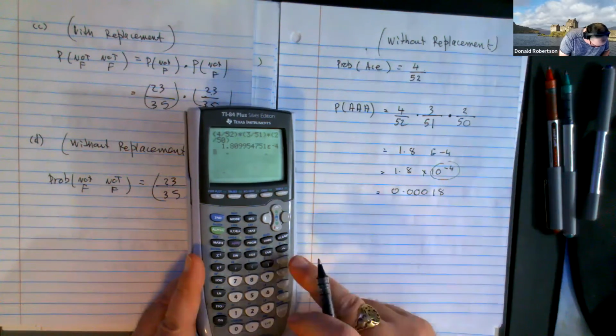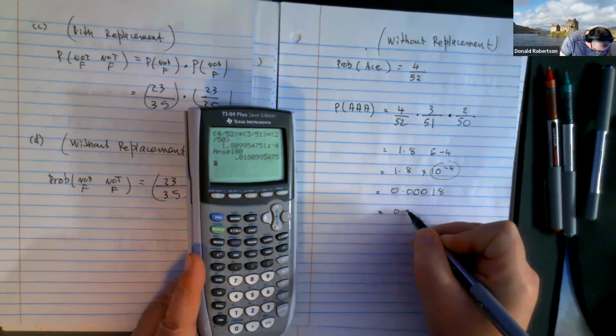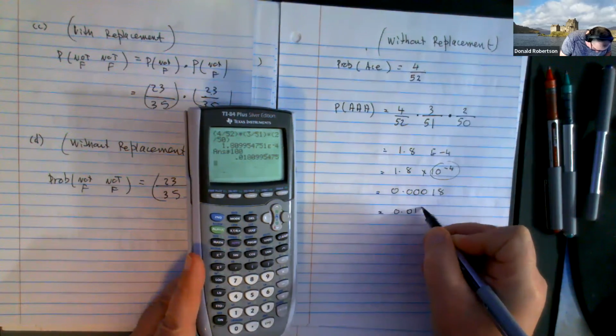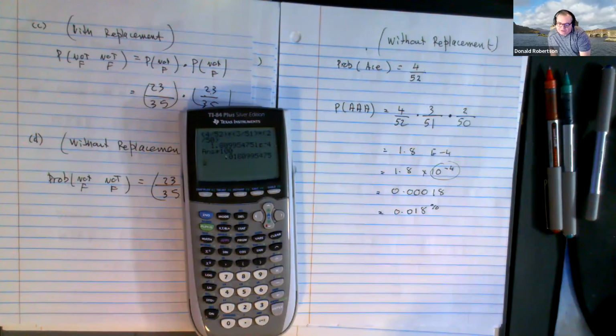Now, if I multiply that number by 100, it's about 0.018%. It's about 1 in 50,000. You'd have to play 50,000 games where you're dealt 3 cards to be dealt 3 aces. So if you ever see the movies where the guy gets dealt 3 aces, shouldn't you be highly suspicious about the reality of it? Unless the movie was about somebody cheating, right?